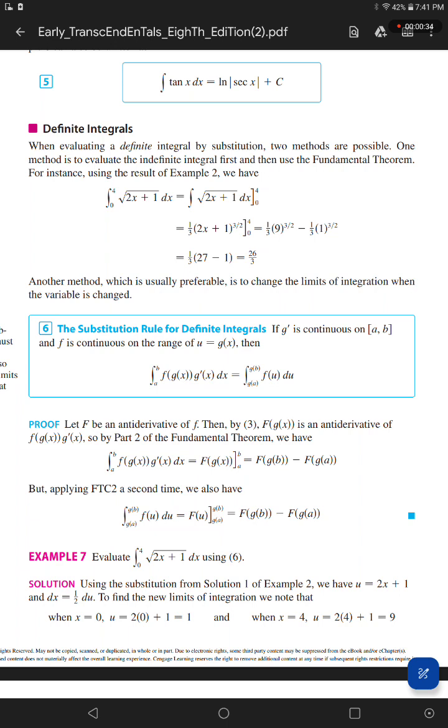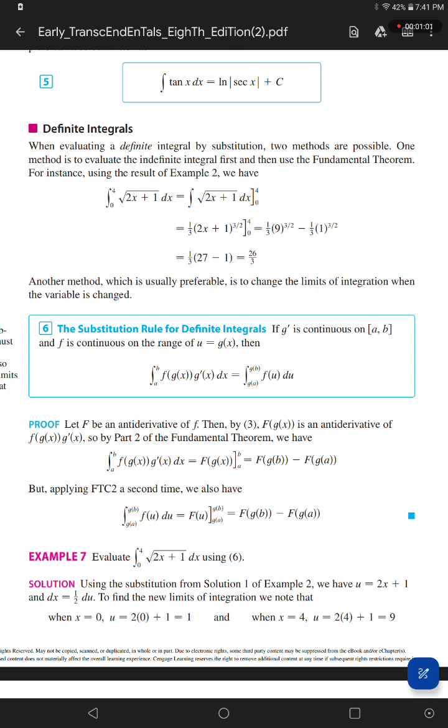equals 1/3 (2x plus 1) to the power 3 over 2 on the interval from 0 to 4, equals 1/3 (9) to the power 3 over 2 minus 1/3 (1) to the power 3 over 2, equals 1/3 (27 minus 1) equals 26 over 3.